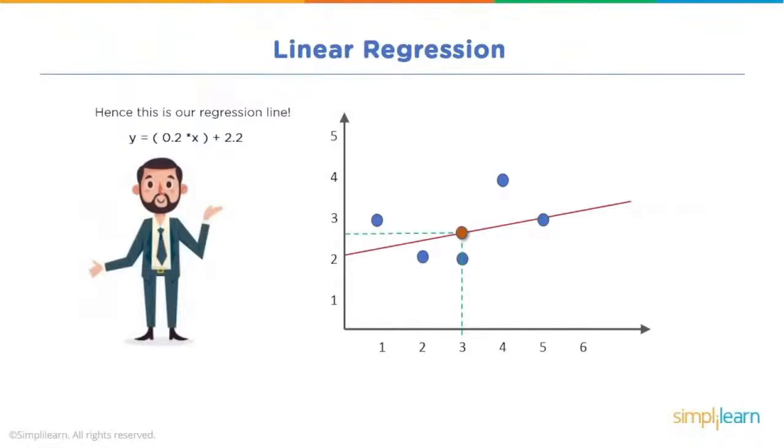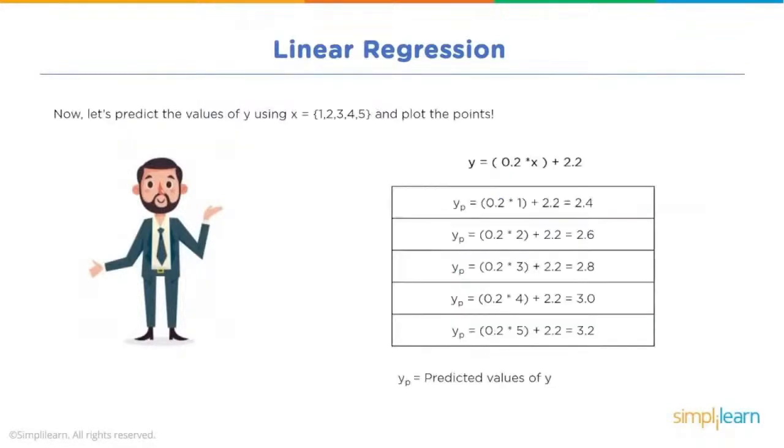And then from this equation, we can compute new values. So let's predict the values of y using x equals 1, 2, 3, 4, 5 and plot the points. Remember, the 1, 2, 3, 4, 5 was our original x values. So now we're going to see what y thinks they are, not what they actually are. And when we plug those in, we get y designated with y of p. You can see that x equals 1 gives 2.4, x equals 2 gives 2.6, and so on and so on.